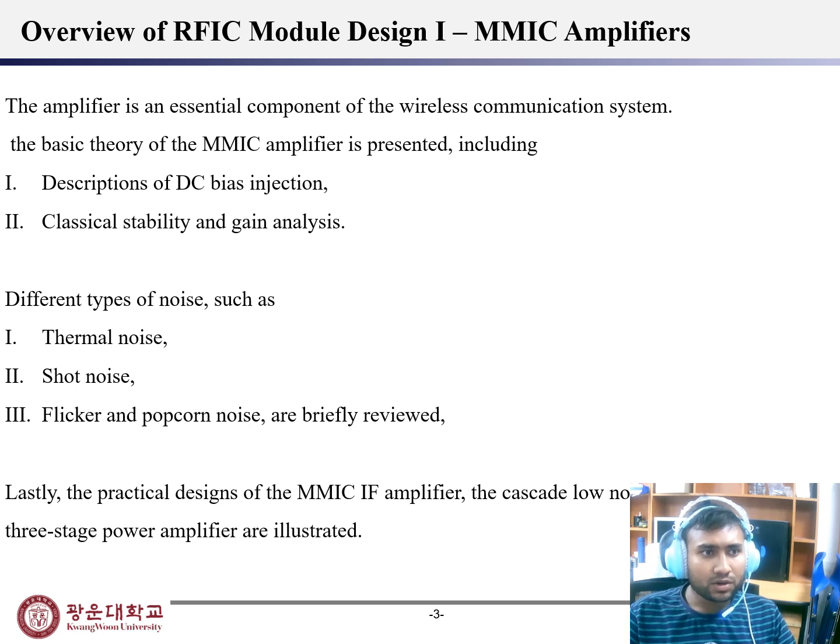The basic theory of MMIC amplifiers mainly includes a description of DC bias injection, classical stability and analysis, and also a discussion of different types of noise such as thermal noise, shot noise, flicker and popcorn noise, with a brief review. Lastly, I would like to discuss the practical design of the MMIC IF amplifier, the cascade low noise amplifier, and different stages of power amplifier, which are illustrated later.